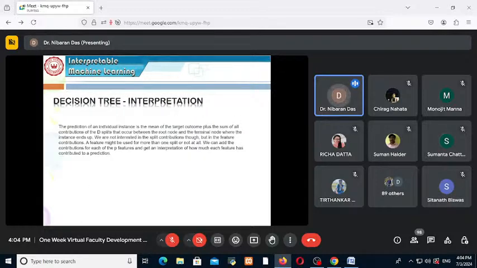The prediction of an individual instance is the mean of the target outcome plus the sum of the contributions of the d splits that occur between the root node and the terminal node where the instance ends up. We are not interested in the split contribution though, but in the feature contribution. A feature might be used for more than one split, or not at all. We can add the contributions for each of the p features and get an interpretation of how much each feature has contributed to the prediction. This is very important.